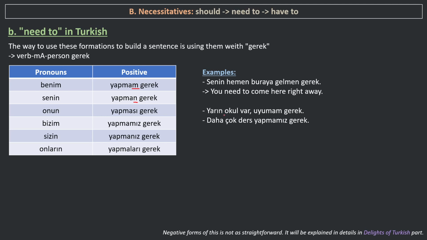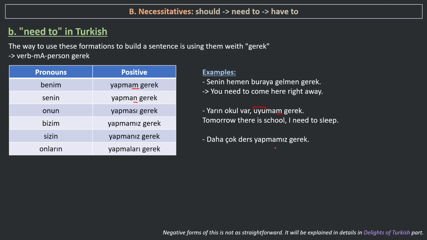Okay, and yarın okul var. Tomorrow there's school. Like tomorrow I have school. My sleeping is needed. Benim uyumam gerek. The M here tells me I need to sleep. And uyu, that's the stem. I need to sleep. My sleeping is needed. So tomorrow there is school. I need to sleep.